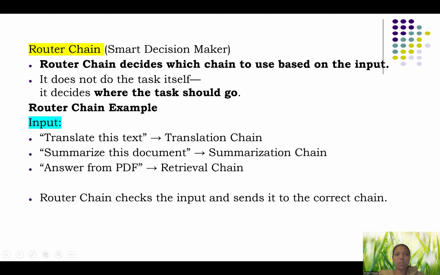Then another one is the router chain. It can make a small decision. For example, I have a requirement: after these steps, because of this condition, go to this particular chain. Instead of going sequentially, I can make a decision dynamically and route it to another chain. So decisions can be easily made. That is what a router chain is. A router chain decides which chain to use based on the input. So this is about the router chain.